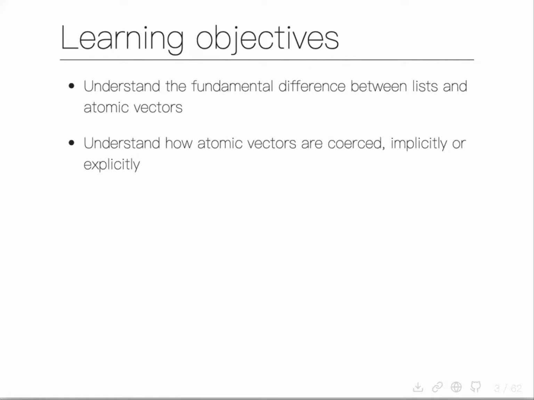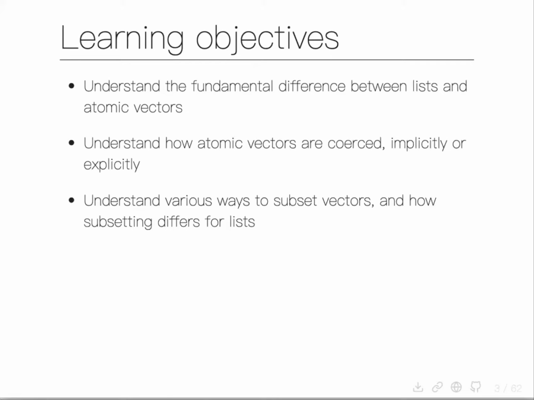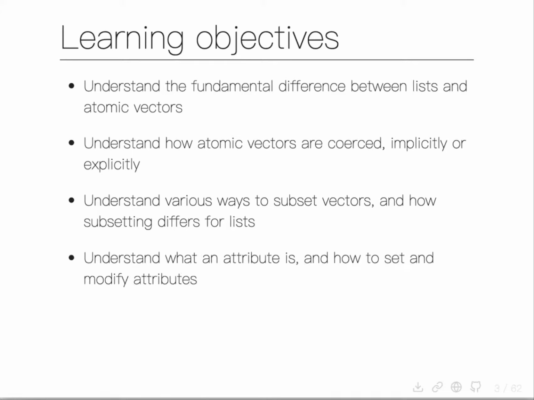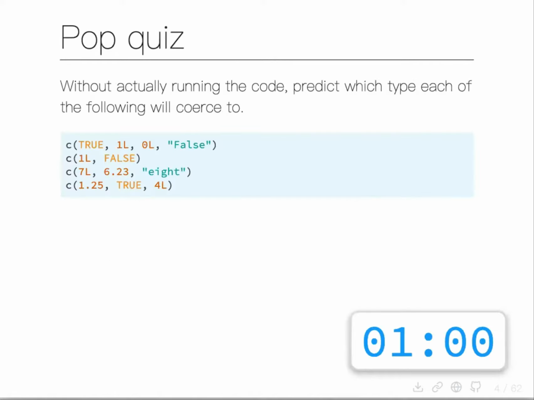We're also going to talk about coercion, as we already did, but we'll finish up on that. And then various ways to subset vectors. So how do you get a specific slice of the vector out, whether it's a list or an atomic vector, because those are going to be different, right? And then understand what an attribute is and how to set and modify attributes generally.